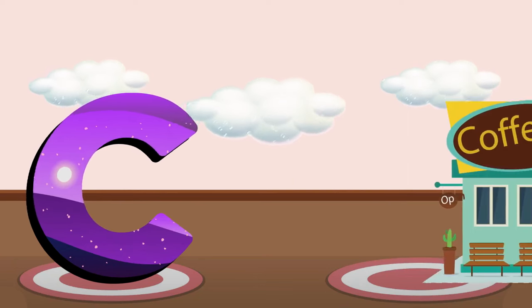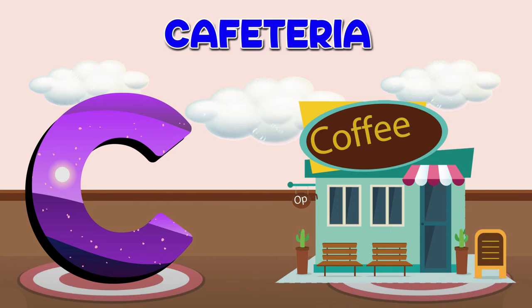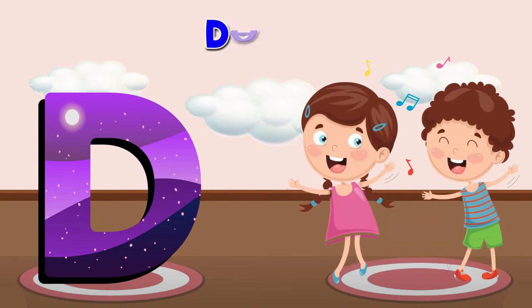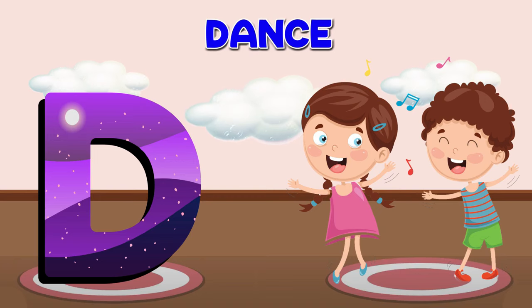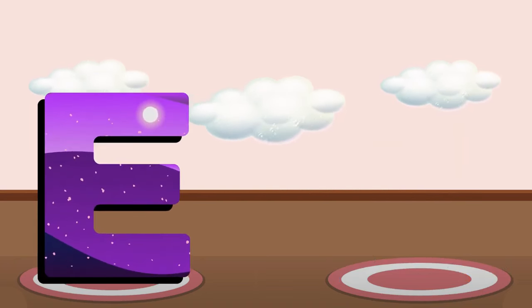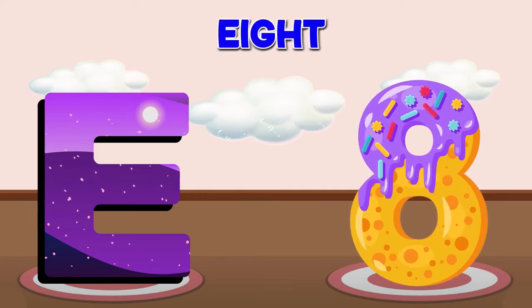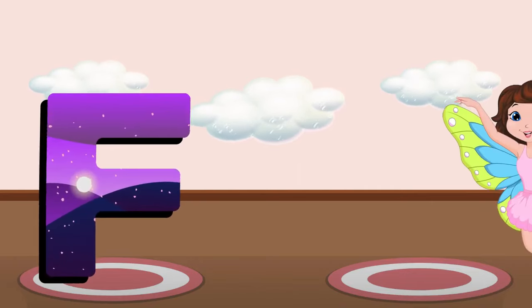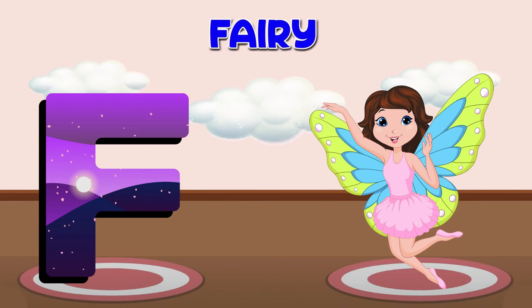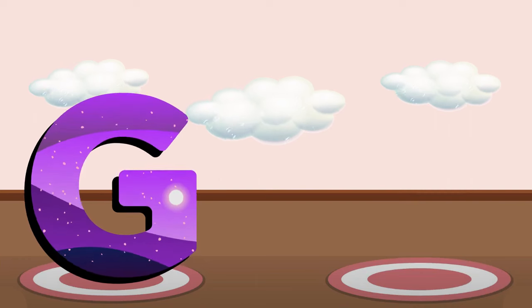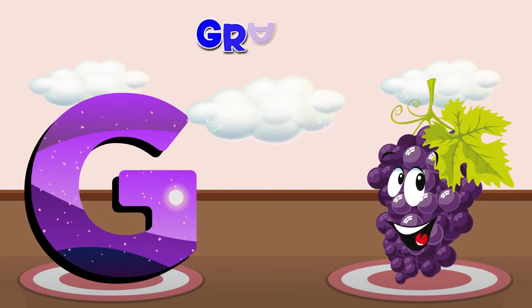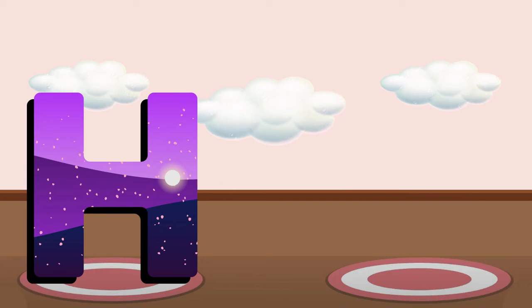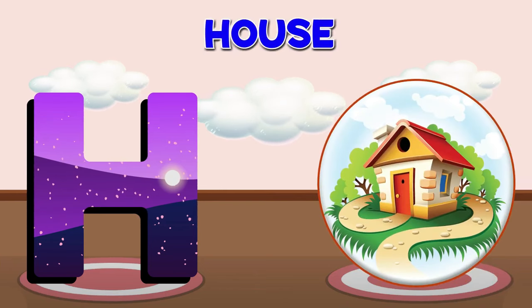C. C for cafeteria. D. D for dance. E. E for egg. F for fairy. G. G for grapes. H. H for house.